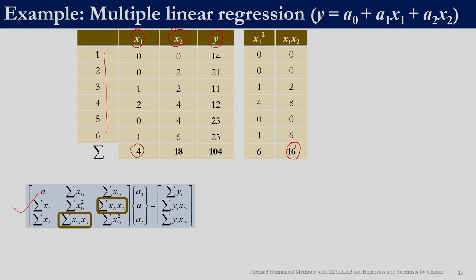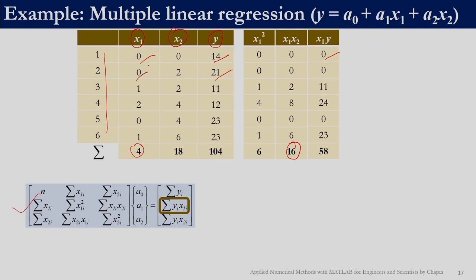So the 16 will go in these two places, and then we have this yi x1i. So that is 14 into 0 is 0, 21 into 0 is 0, 11 into 1 is 11, 12 into 2 is 24, and similarly you can calculate the rest. So that summation happens to be 58.